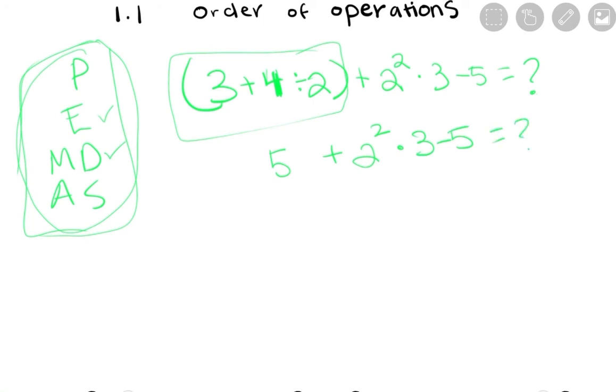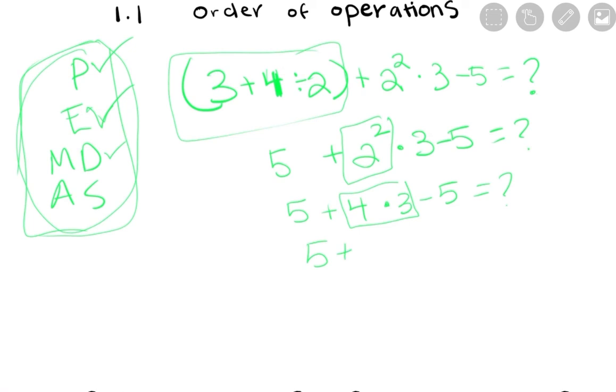So now we're going to go back to the PEMDAS and do this again. Now that we've finished parentheses, we're going to go to exponents. There is one exponent, so we want to make sure we do this. So now it's going to become 5 plus 4, 2 squared is 4, times 3 minus 5. Now, exponents are done. Then we're going to do multiplication and division. There is one multiplication here, so we're going to do this step first. Now it's going to become 5 plus 4 times 3 is 12 minus 5 equals what?